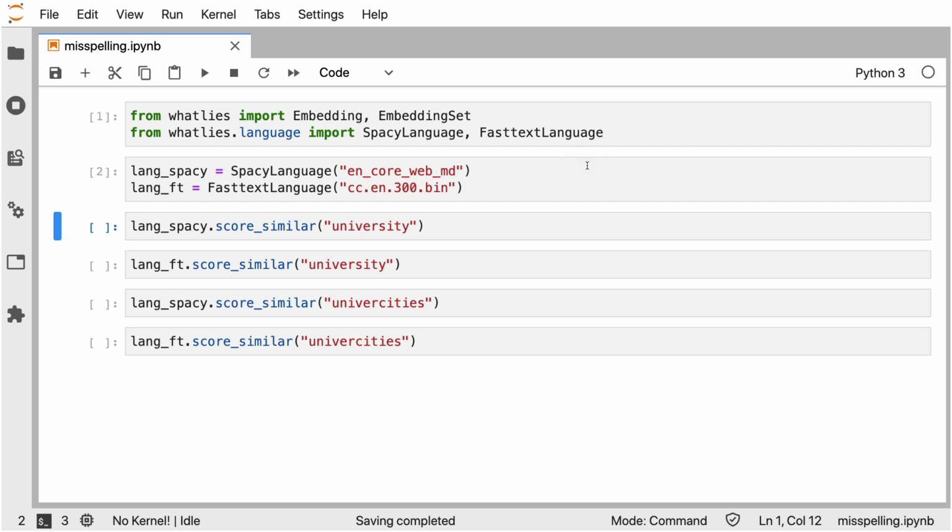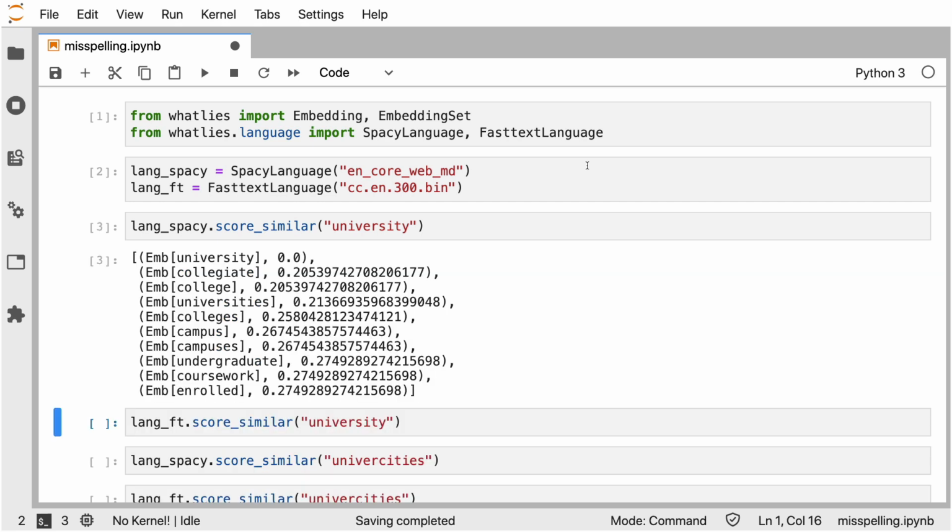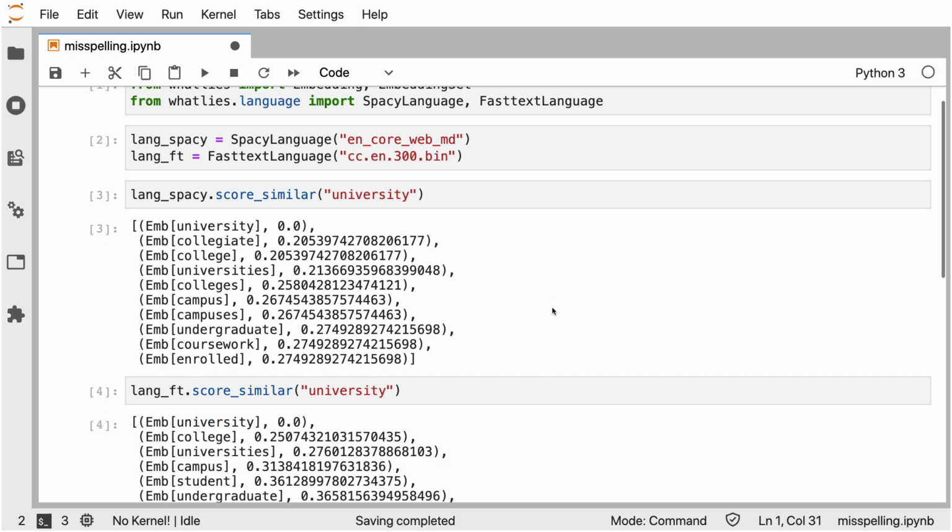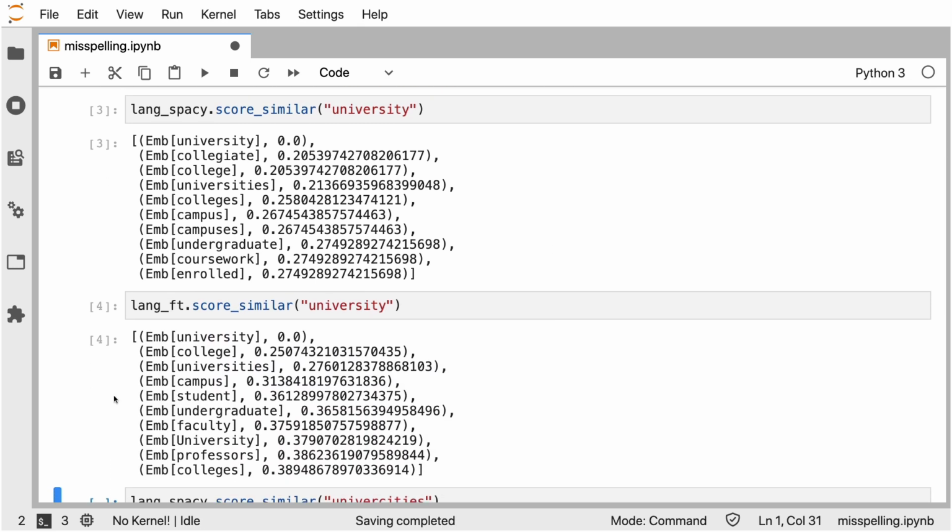So what I can do is ask the spaCy language for tokens that are very similar, as far as embeddings go, to the token university. And spaCy tells me that university is similar to college, colleges, campus. So far so good. And I can do the same thing with fasttext. University, college. I would argue that the results are similar here.